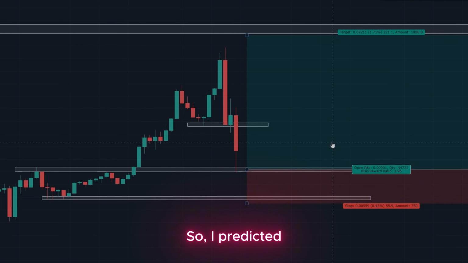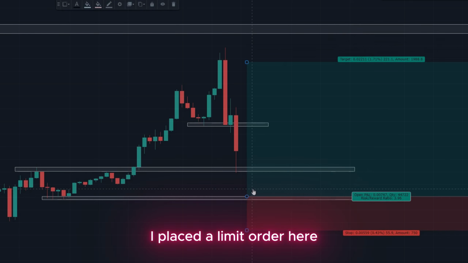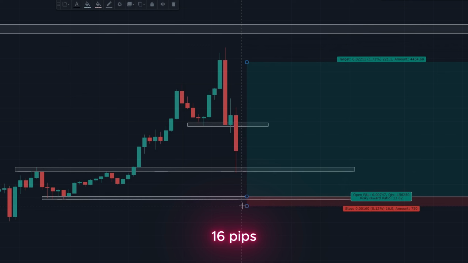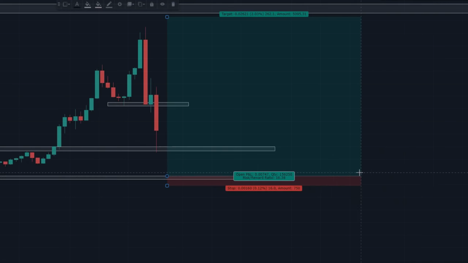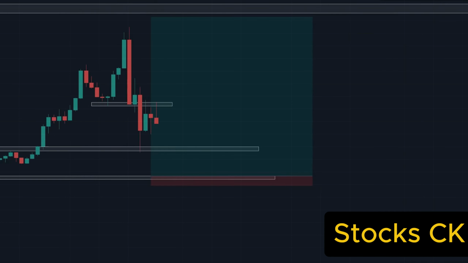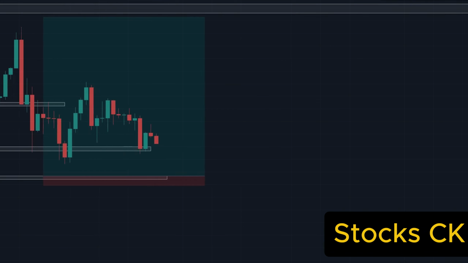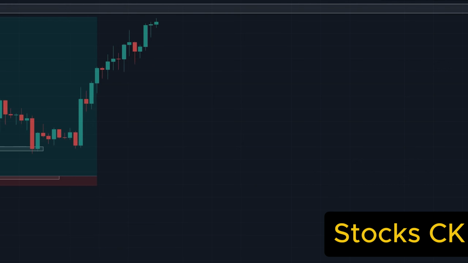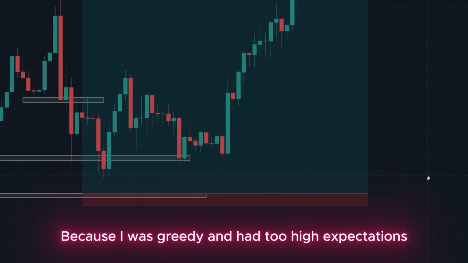So, I predicted the price would reach this key level. I placed a limit order here, stop loss set at about 16 pips. Targeting up here with an RR ratio of over 16. I missed another opportunity in this case. Because I was greedy and had too high expectations.